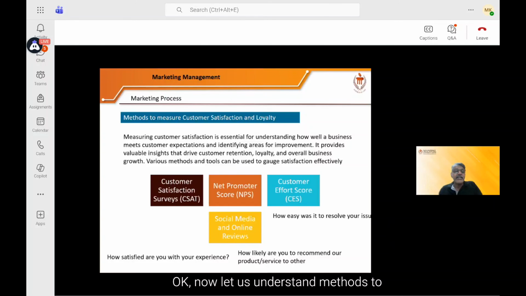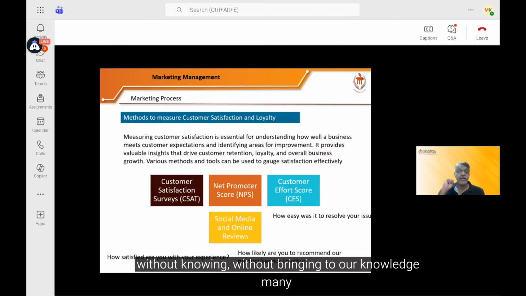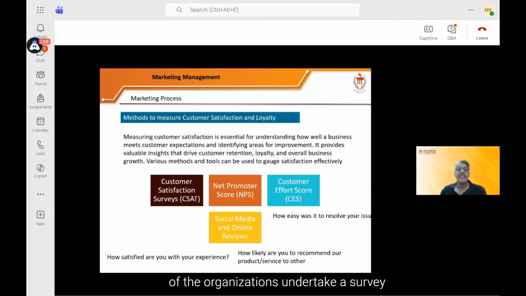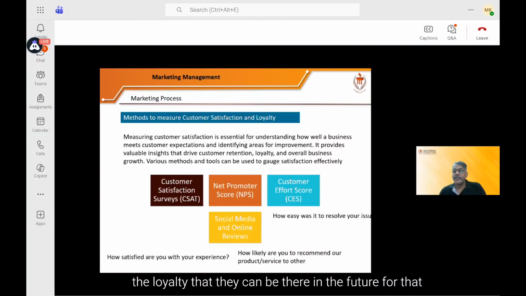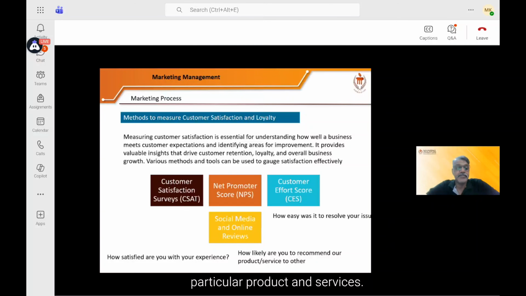Okay. Now let us understand methods to measure customer satisfaction and loyalty. Many organizations undertake a survey to know the level of satisfaction the customer enjoys and the loyalty that they can have in the future for that particular product and services. The first one is the customer satisfaction survey.